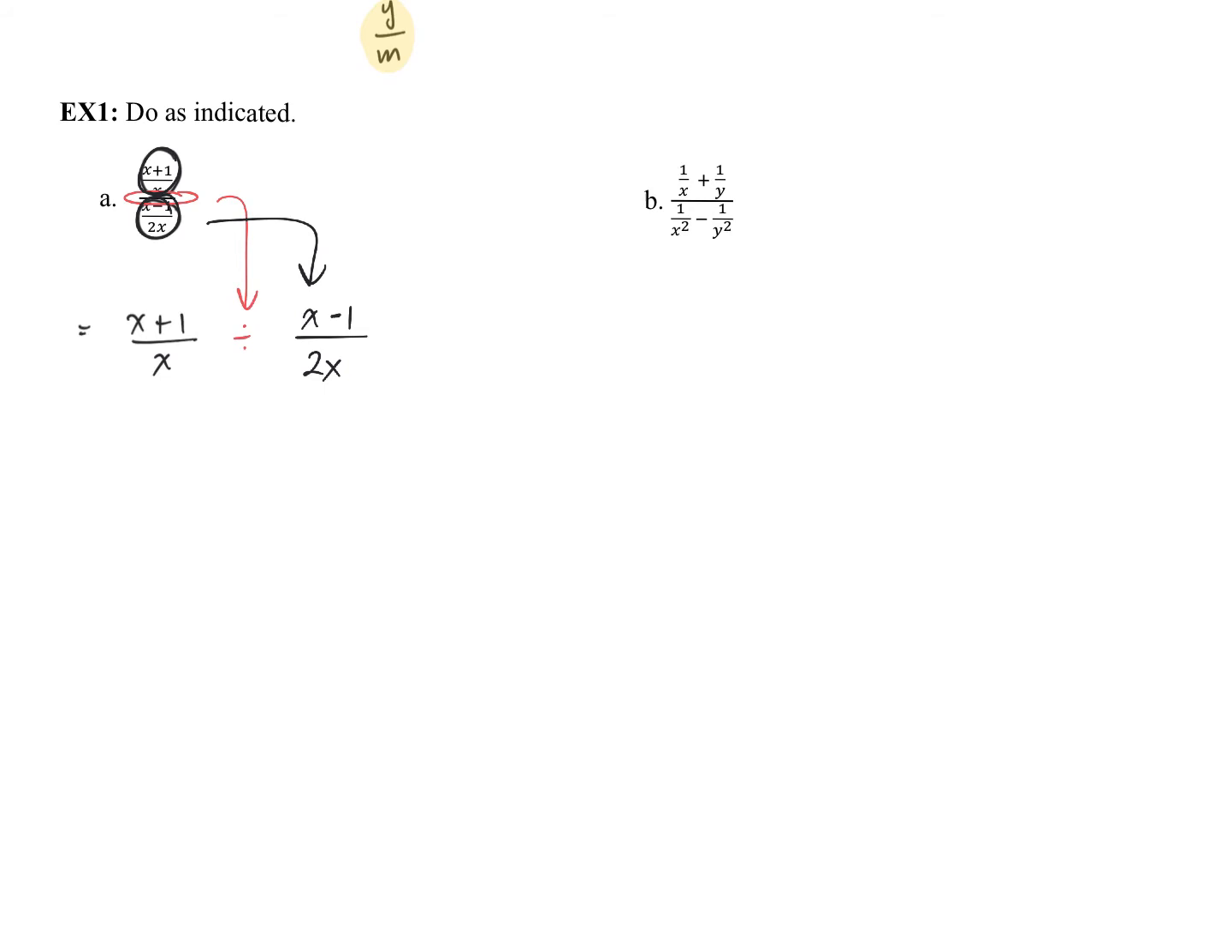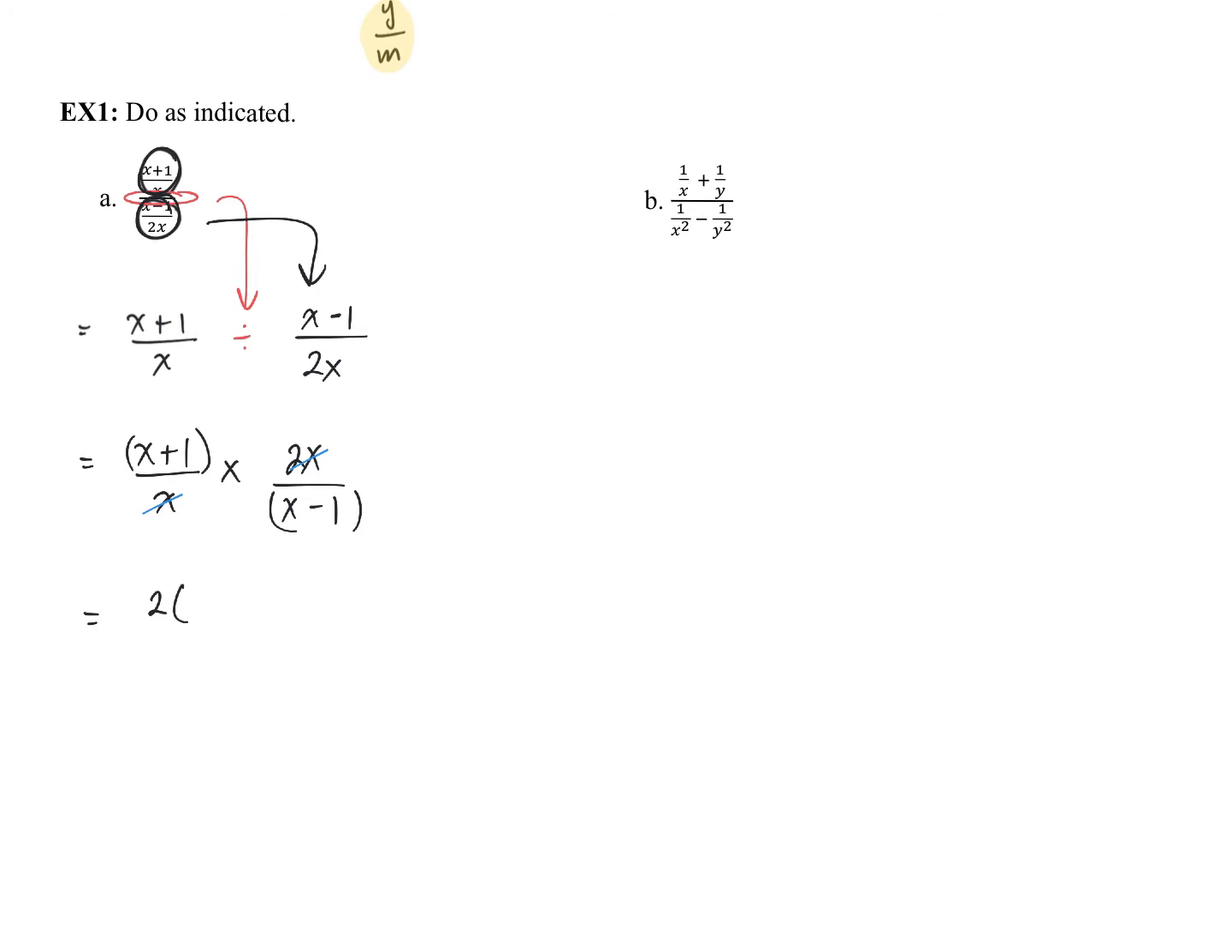Alright, so now we have it. It looks kind of simple. Let's go ahead and change this to multiplication. So keep, change, and then flip. So 2x over x minus 1. Alrighty, and then let's see. These two are binomials. Can we simplify anything? Well, we can cancel those x's. Other than that, though, we're basically done.